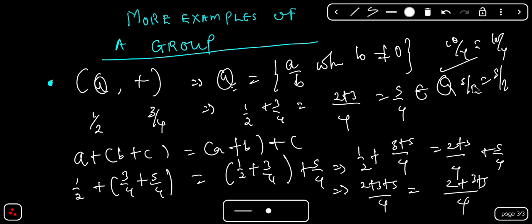And 5 over 2 is in the set of rational numbers. That shows that the associative property holds, and we can see that both sides are equal. So the associative property holds.